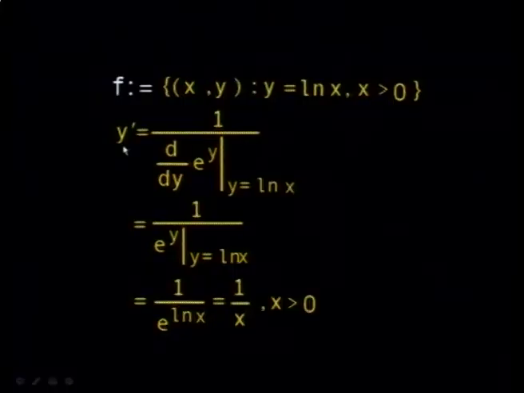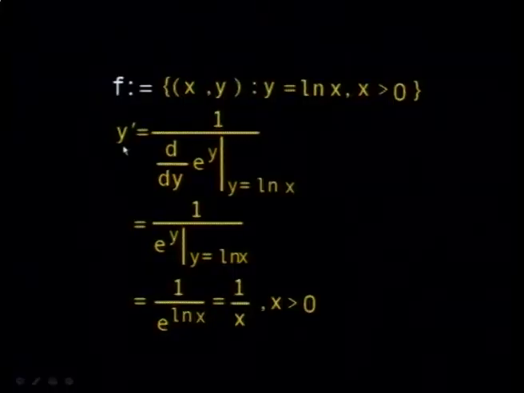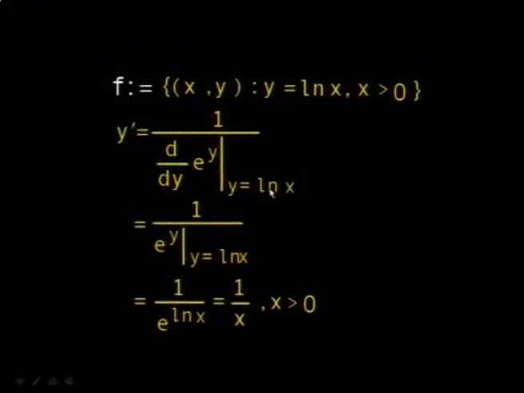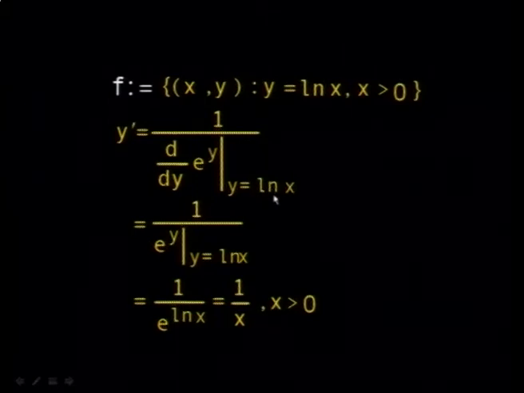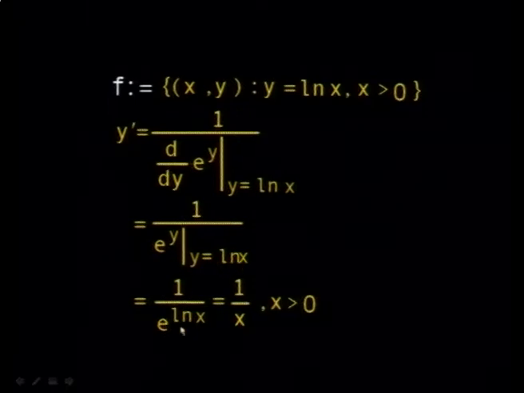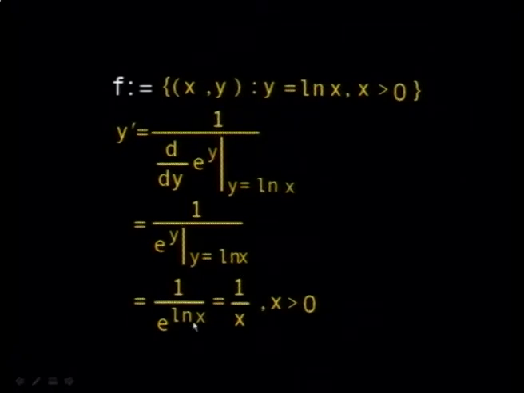dy/dx at the point x lying in the domain of f⁻¹ is equal to 1 over d/dy of f. Where is f here? It's the original function, which is e to the power y, at a point lying in the range of f⁻¹, which is y = ln x. When you do this, you get 1 over the derivative of e^y, which is e^y. You substitute y = ln x, and you get 1 over e to the power ln x.